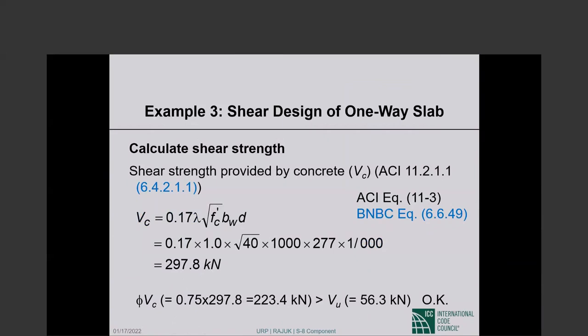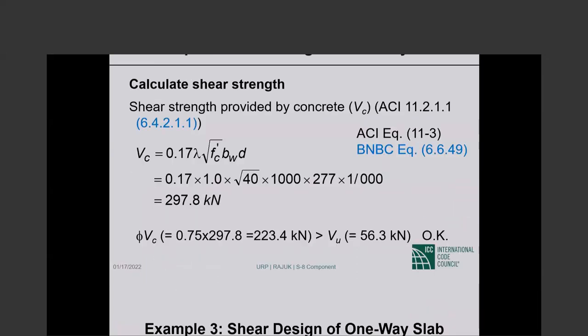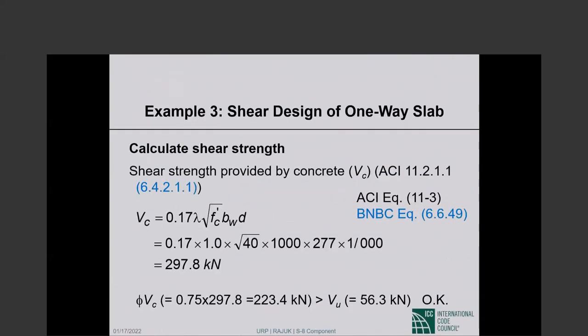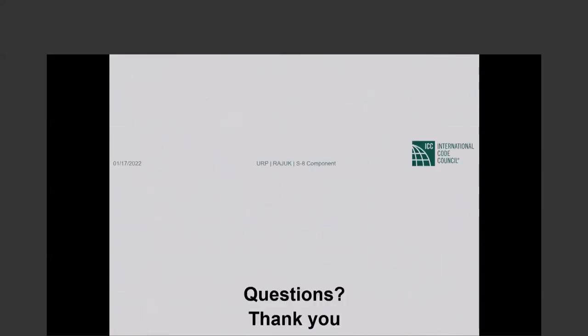So here we do not need any shear reinforcement. This is very typical of slabs. It's seldom, if ever, that we will need shear reinforcement for one-way shear. Minimum shear reinforcement is required when V sub U exceeds 0.5 phi V sub C. However, this requirement is not applicable, remember, for solid slabs. So our design is done. We do not need any shear reinforcement.